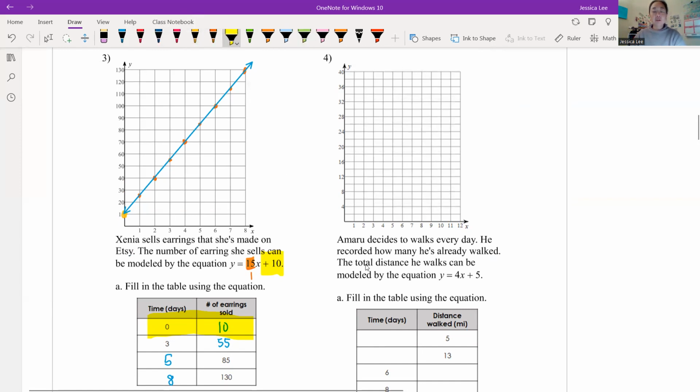All right. So Amaru decides to walk every day. He recorded how many he's already walked. So he's already walked a certain number of miles. The total distance he walks can be modeled by the equation y equals 4x plus 5. So it looks like we're starting at this plus 5. So he's already walked 5 miles before he starts this recording.